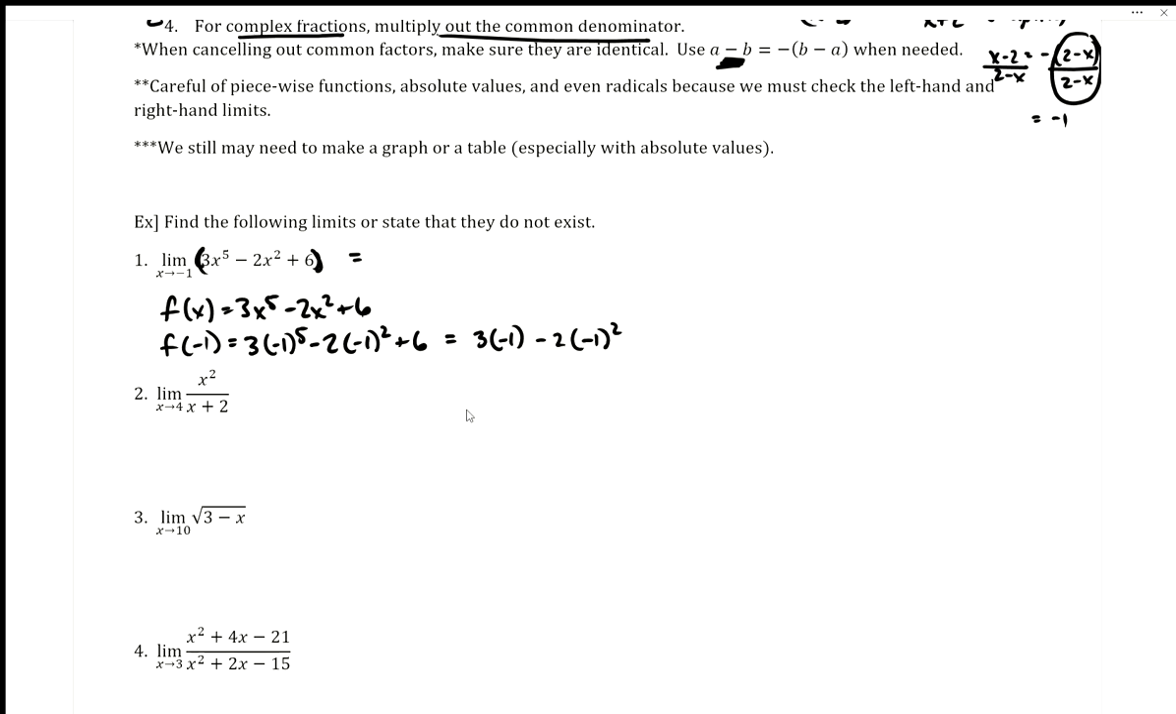And then, let me rewrite it so we can do multiple steps in one here. Okay, so I'm doing these powers first. So the negative 1 to the 5th was the negative 1. Negative 1 squared will be positive 1. Negative 1 times negative 1 is positive 1, and then plus 6. And then we can see this is negative 3 minus 2 plus 6. It looks like it simplifies to be 1. So because this is a number, so it's not undefined, that means this limit is 1.